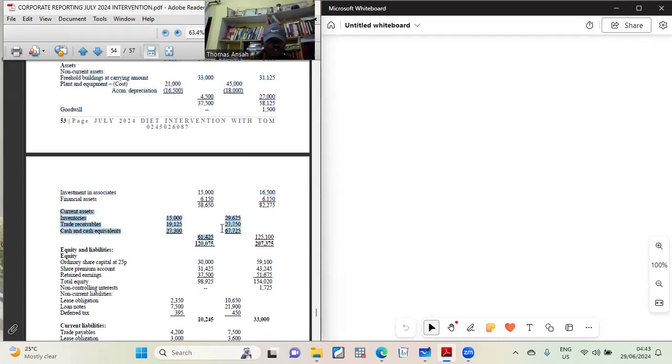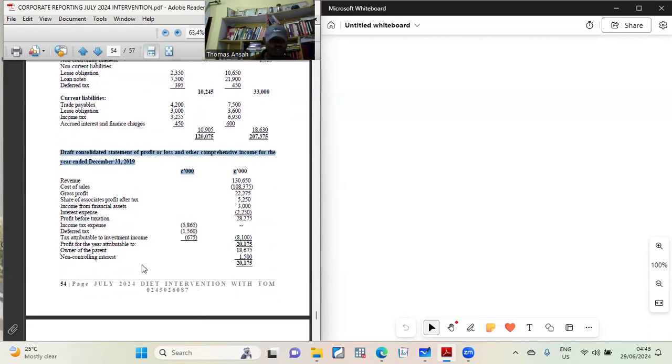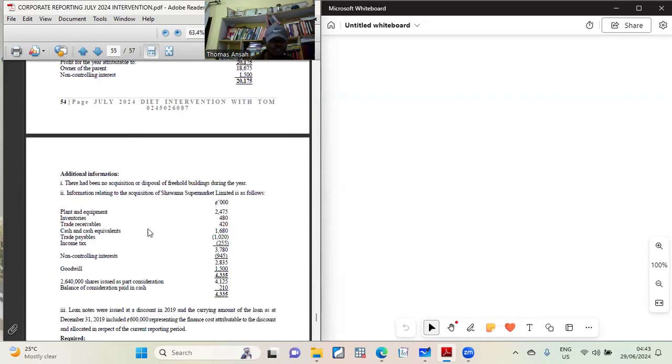All right. So we have all these and you have all the information. Now, we also have the consolidated financial statement for profit and loss. So we have everything in here. All right. Then we have additional information. They say that there has not been any acquisition and disposal of freehold building. So there's no acquisition, there's no disposal of freehold building. Then when they acquire Shawarma, which the one that they control now, these are the information we have. All right. So that is for note 2.